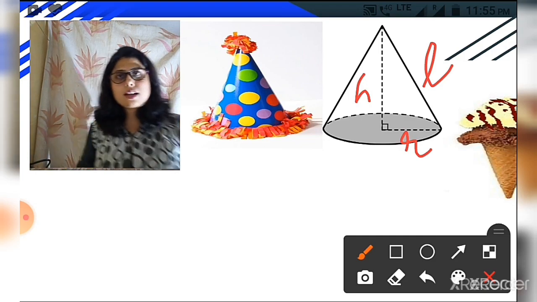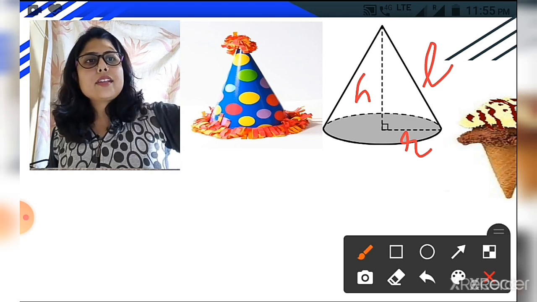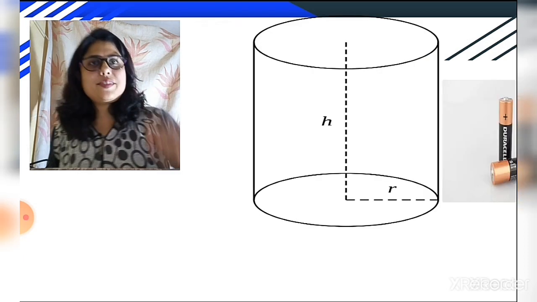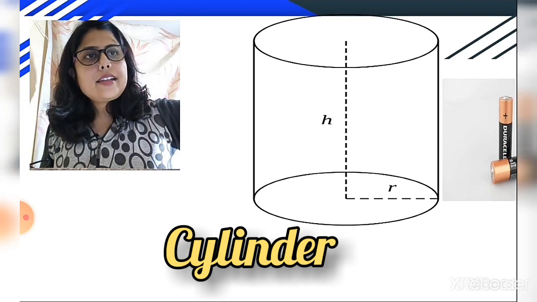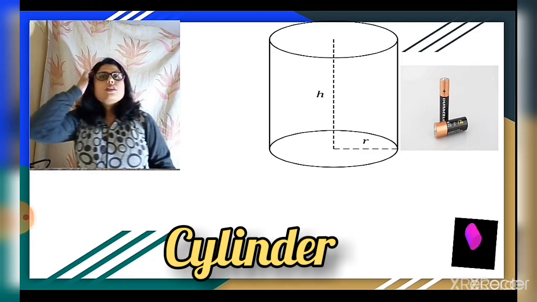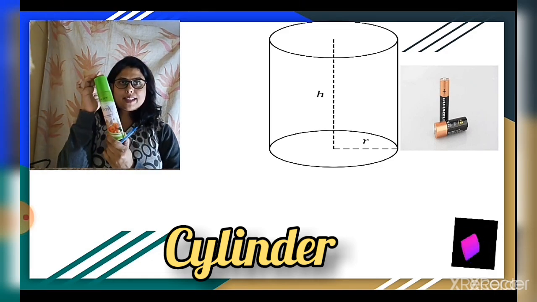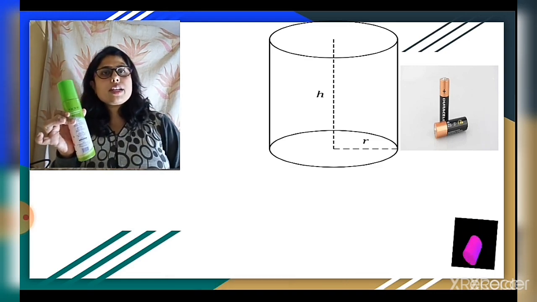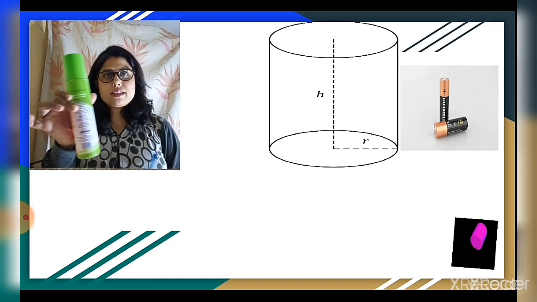So let's move to our next shape, which is again very interesting, and that shape is the cylinder. Here you can see the shape of a cylinder. Let's make it a little smaller so that you can see it properly. I can show you this example. This is the shape of a cylinder. Here we do not find any vertex. No vertex in a cylinder.